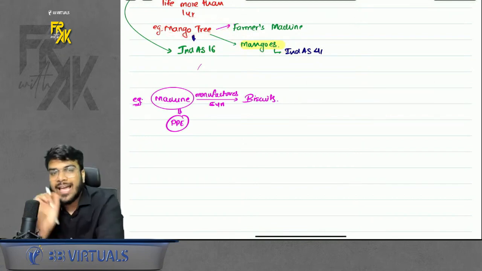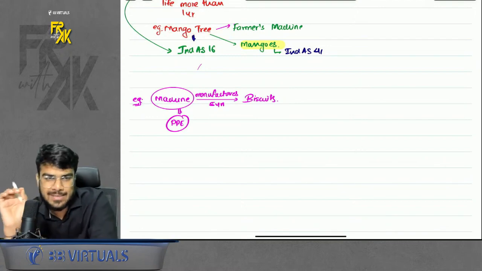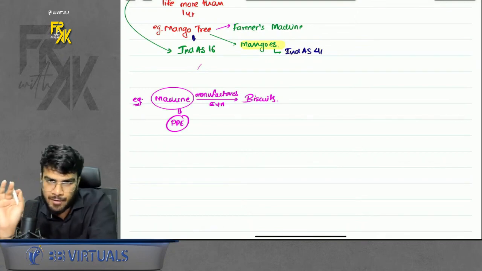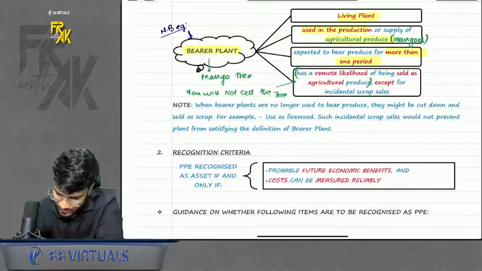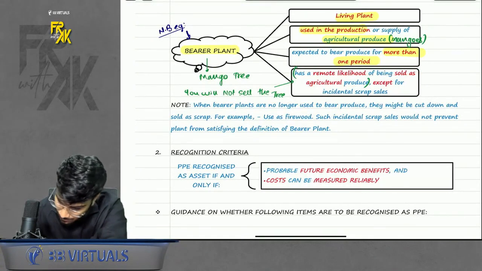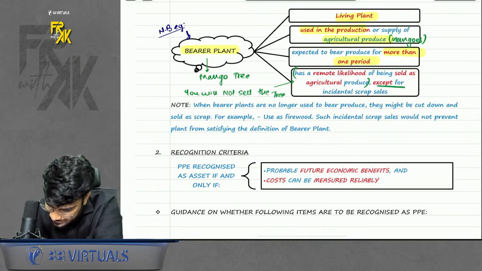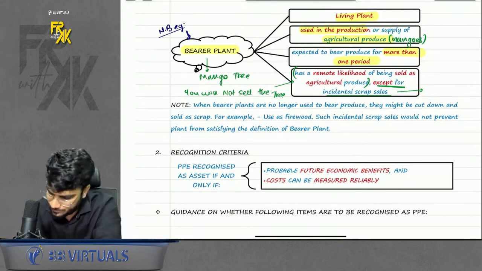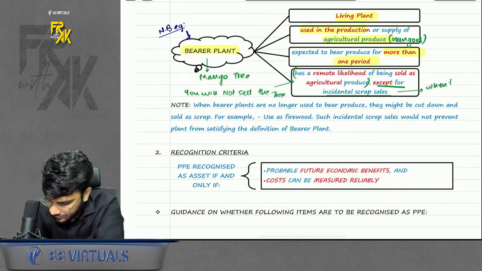We are discussing that you cannot sell the mango tree during the life of it. Of course, when the life is over, you can sell it as scrap wood. But during the life, your intention should be to use the mango tree. That is when it will get covered under IND AS 16. Right? It is mentioned in this point. It has a remote likelihood of being sold as agriculture produce, except for incidental scrap sales. What is the meaning of this? That is, as I mentioned, when the life is over, you can sell the tree as scrap, right? So you can write: when the life is over.